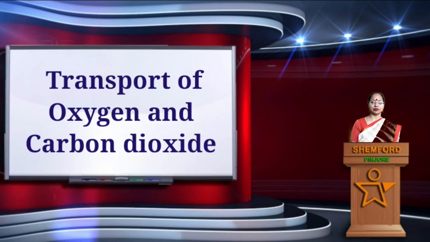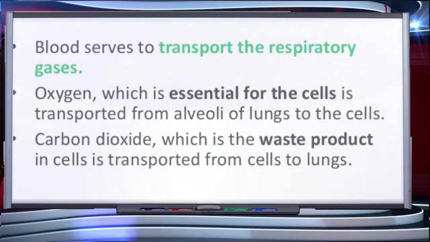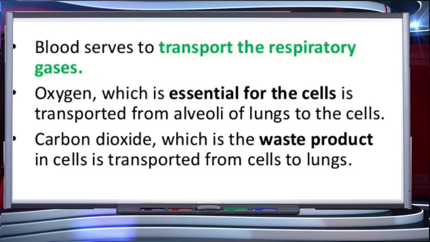In previous video, we have already discussed exchange of gases in chapter 17, breathing and exchange of gases. In today's presentation, we will discuss about transport of oxygen and carbon dioxide in our body. Blood serves to transport the respiratory gases. Oxygen, which is essential for the cells, is transported from alveoli of lungs to the cells. Carbon dioxide, which is waste product in the cells, is transported from cells to lung.